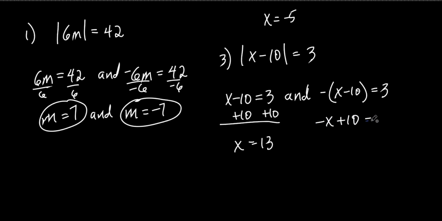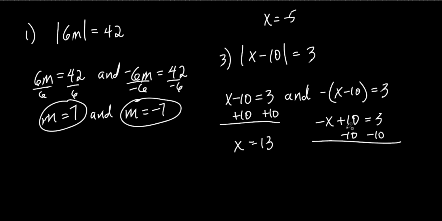Plus 10 equals 3. Subtract a 10. You could put the x on the right-hand side if you wanted to, but let's just keep it on the left. Minus 10, minus 10. And we get... Wait a minute. Hold up. I screwed up. No, I didn't. I'm right. I just did my math wrong in my head.